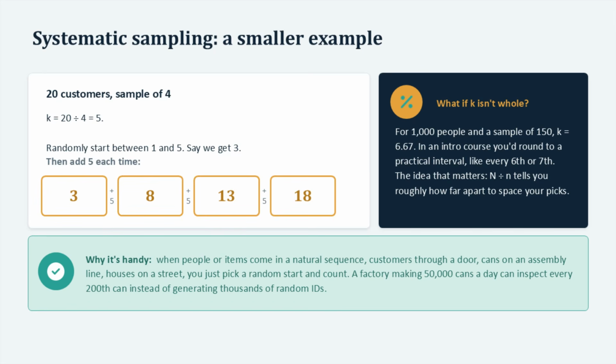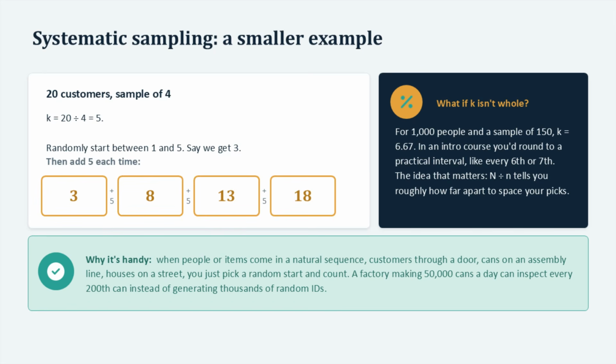In an introductory course like this, we can round to a practical interval, such as every 6th person or every 7th person. The exact idea that matters is this. Population size divided by sample size tells us roughly how far apart our selections should be. So don't get too stuck on the messy decimal. Focus on the method. Now, why is systematic sampling so useful?